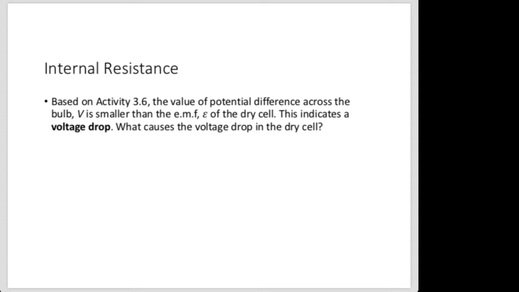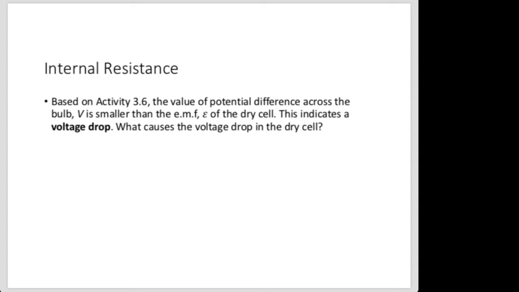But if you do certain types of experiments, certain types of testing, the value of potential difference across the bulb V is smaller than the EMF of the dry cell. So if you were to make a circuit and then you first measure the EMF of the dry cell of the battery, right? So usually it's written on the battery, right? 1.5 volt. So the EMF of the battery would be 1.5 volts.